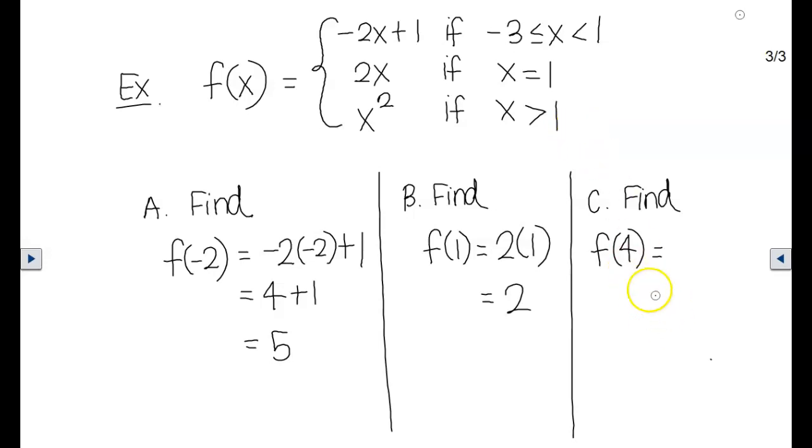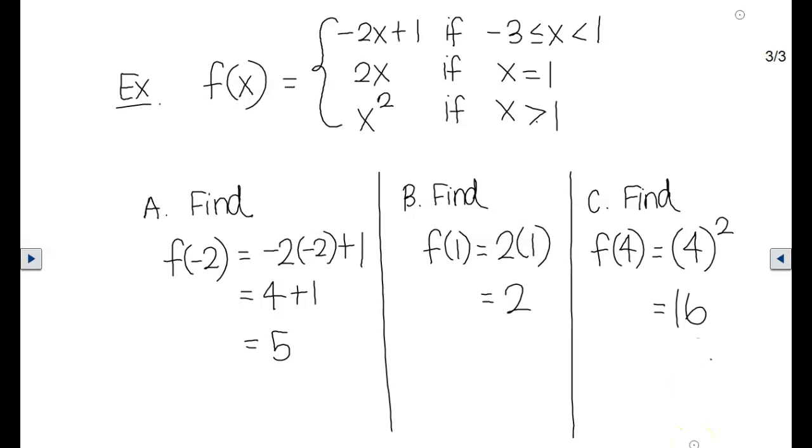To evaluate f of 4, I need to use rule number 3 because the 4 fits its domain. So I'm going to input 4 for x, which will make this 4 squared. And 4 squared we know is 16. So this function would take an x of 4 and connect it to a y of 16. Input right here, output right here.